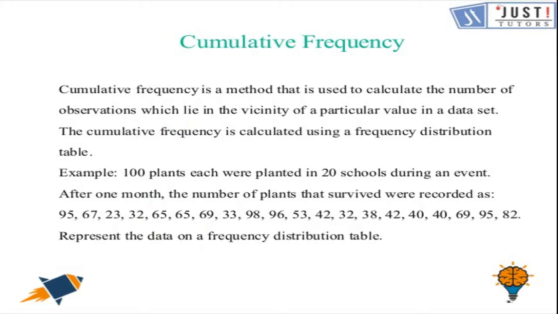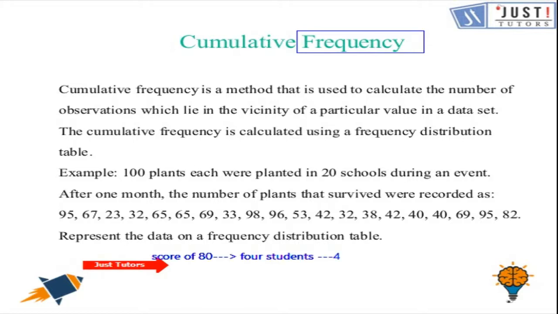First, let's talk about the term frequency. The frequency of a particular data value is the number of times the data value occurs. For example, if 4 students have a score of 80 in mathematics, then the score of 80 is said to have a frequency of 4. I'll just write it for you. Here, this 4 is the frequency of 80.